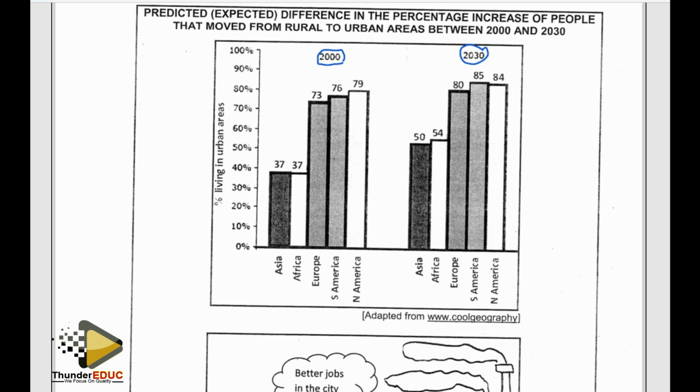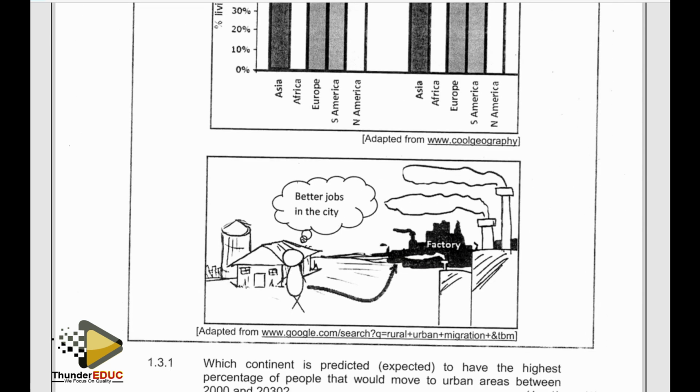According to the expected or the predicted, this is what is going to happen around the year 2030 to those different continents in terms of the numbers of people who are moving into cities and towns. Right. Then if we come here, we also need to analyze what is happening on this cartoon here.